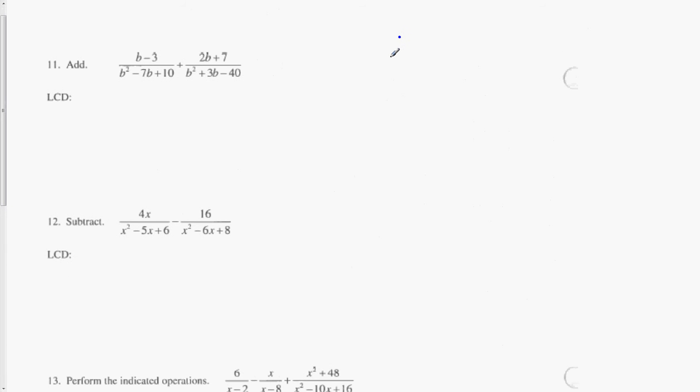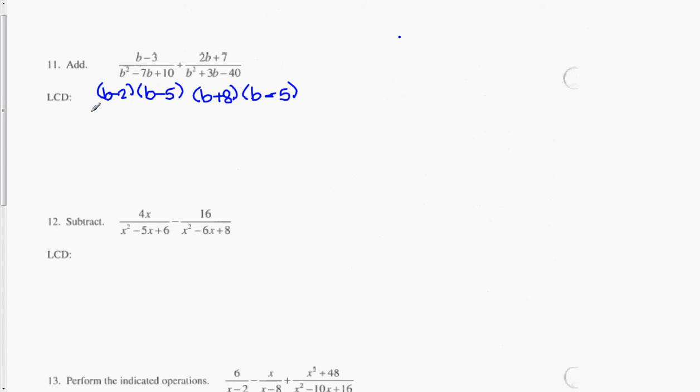Okay, here's some that look maybe a little bit more involved. We got to do a little bit more factoring. So I'm going to factor underneath. I need to factor b squared minus 7b plus 10. So factors of 10 that add up to a -7 would be minus 2 and a minus 5. And then b squared plus 3b minus 40. Factors of -40 that add up to a positive 3 would be a positive 8 and a minus 5.